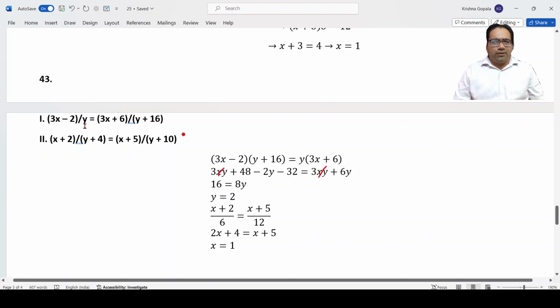3x plus 2 by y equal to 3x plus 6 by y plus 16. Okay, this is also an easy problem. You should not get worried just by looking at it. We will do the cross multiplication. The numerator of this, 3x minus 2 into y plus 16, equal to this denominator into this numerator. Left hand side denominator into right hand side numerator: y into 3x plus 6. Let's expand. 3xy, 3x into y, 3xy plus 3x into 16.